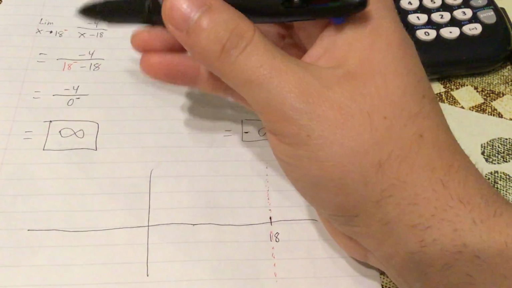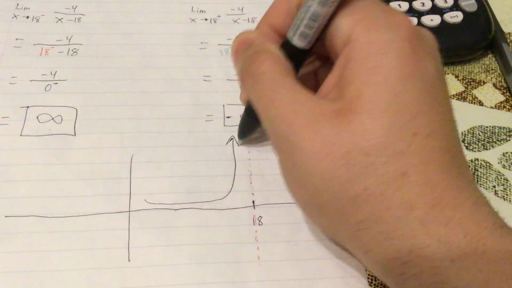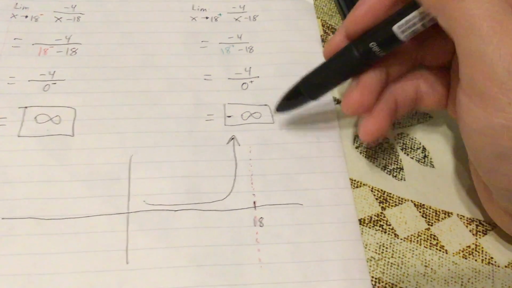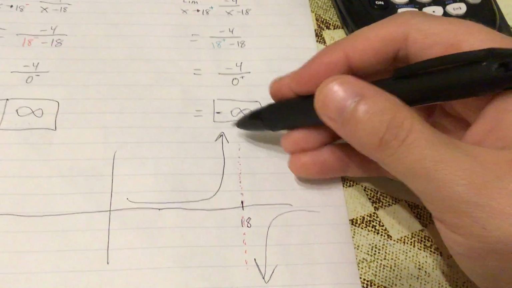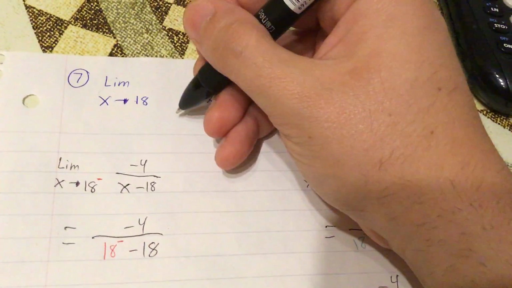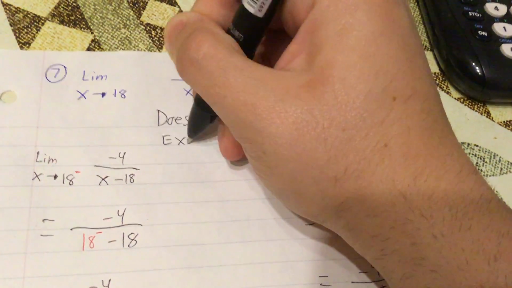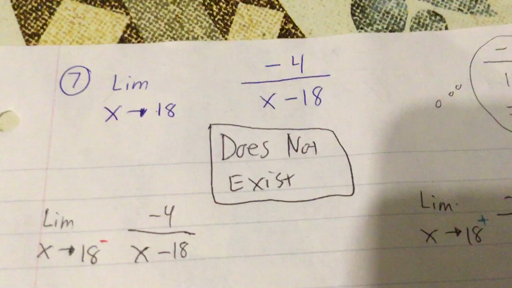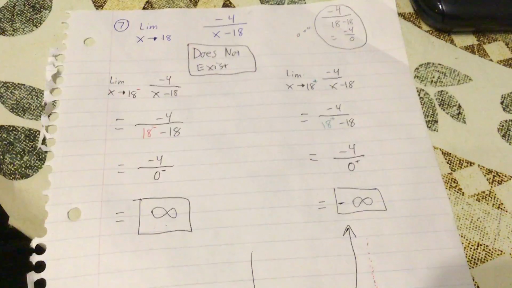As x approaches 18 from the left side, it wants to go to positive infinity, so the graph looks a little something like this. As x approaches 18 from the right side, it wants to go to negative infinity, so the graph looks a little something like this. So the left-hand limit goes to infinity, the right-hand limit goes to negative infinity, so Lindsay Lohan, the limit does not exist, because the left-hand limit and the right-hand limit can't agree on where they want to go.